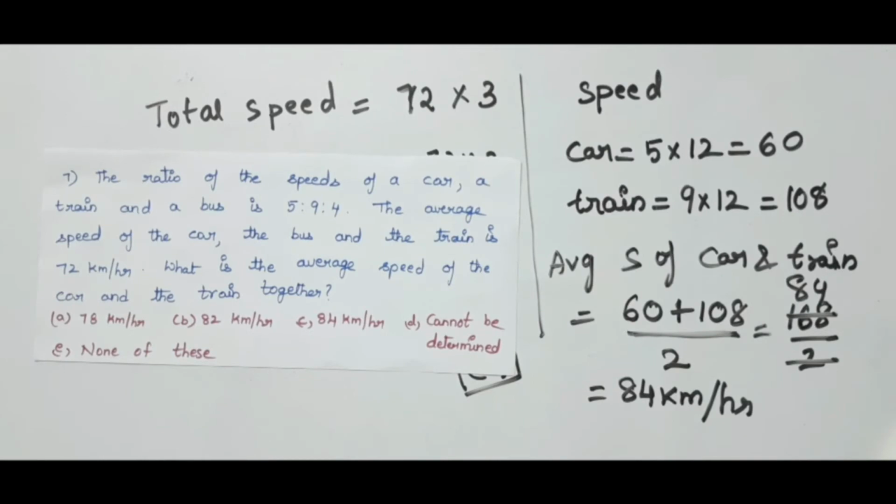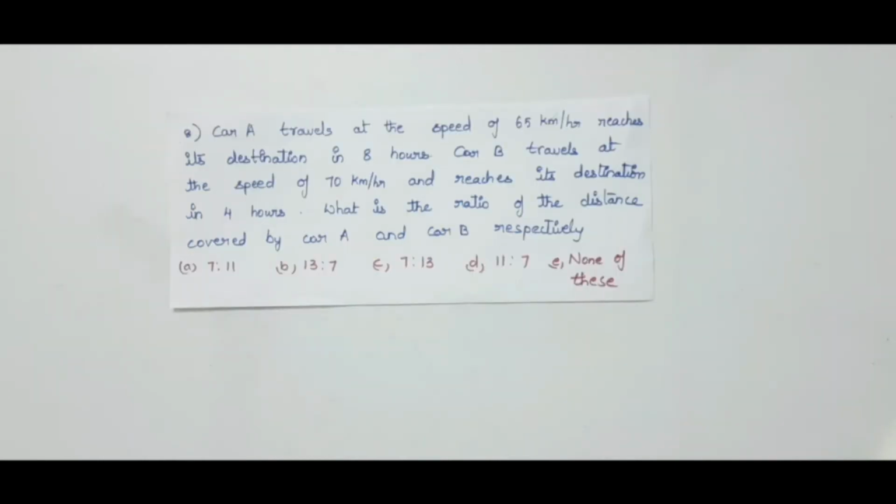Now let us go to next problem. Next problem, car A travels at the speed of 65 kilometers per hour, reaches its destination in 8 hours. Car B travels at the speed of 70 kilometers per hour and reaches its destination in 4 hours. What is the ratio of distance covered by car A and car B respectively? Options given as A 7:11, B 13:7, C 7:13, D 11:7, E none of these.